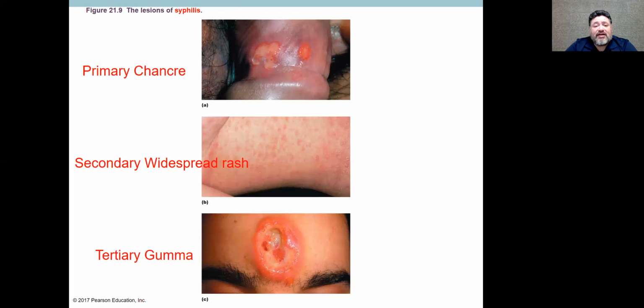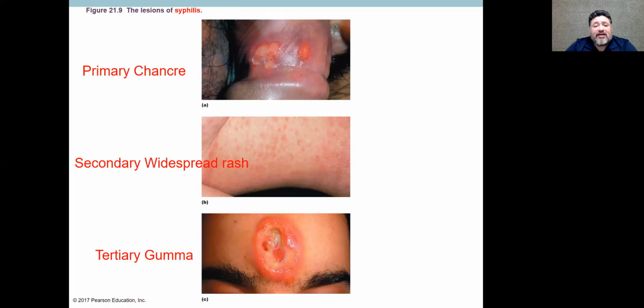Treatment, interestingly, is very simple: penicillin. Again, it is ineffective against tertiary syphilis, and the reason for that is because there are no spirochetes at that time. Now we're switching to Borrelia. With Borrelia, the one that we're going to look at is Lyme disease.